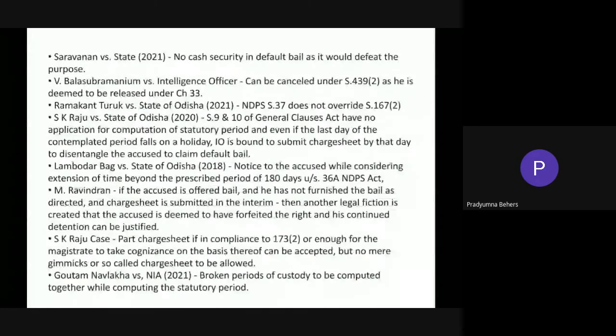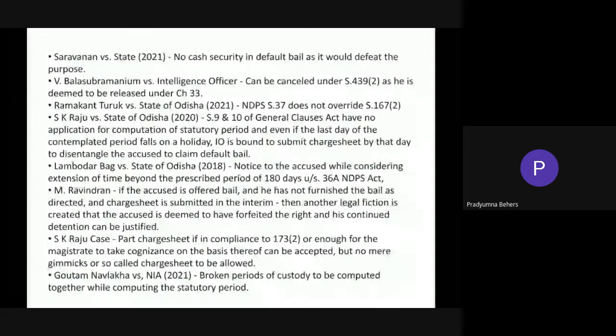Another important question that comes up is whether cash security in default bail can be insisted upon. The Supreme Court has made it clear in this case, Saravanan versus State, and many other cases, that no cash security can be insisted upon in default bail, as it would defeat the very purpose of enlarging the accused, because the charge sheet could not be submitted within due time.